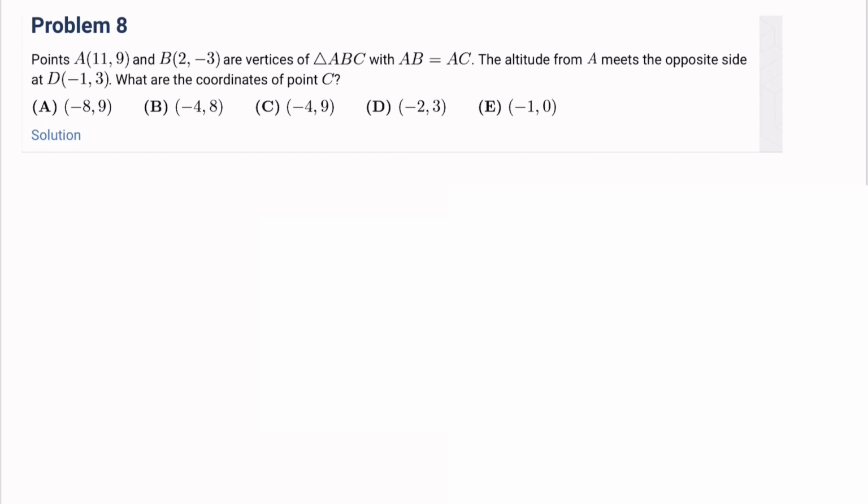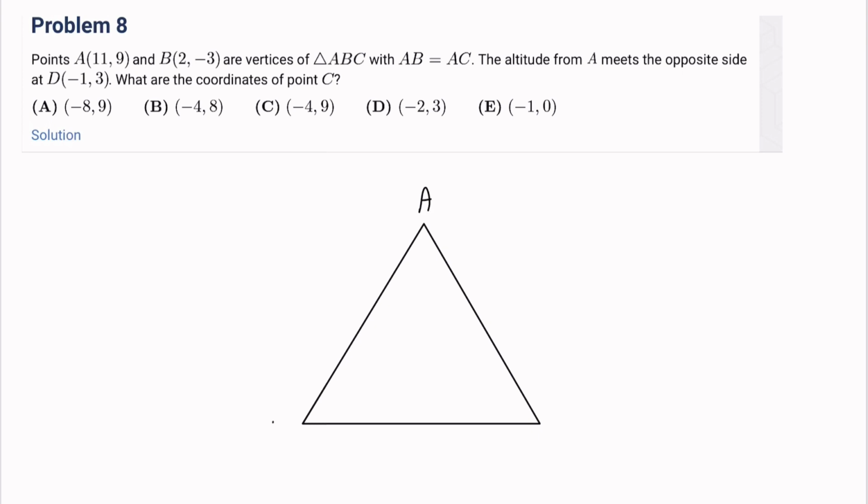Number 8, points A (11,9) and B (2,3) are vertices of triangle ABC with AB equals AC. So if we draw a triangle right here, we would have A, B, C. And this looks like an equilateral triangle, but it doesn't have to be. Just these two have to be the same, right? And the altitude from A meets the opposite side. Okay, so we have an altitude from A, and this will be D at (-1,3), right? And so we want this point's coordinates, right?